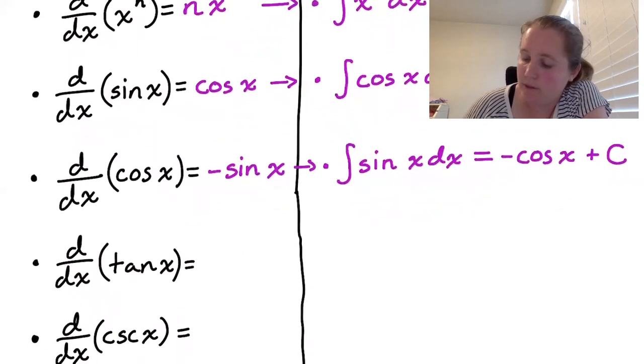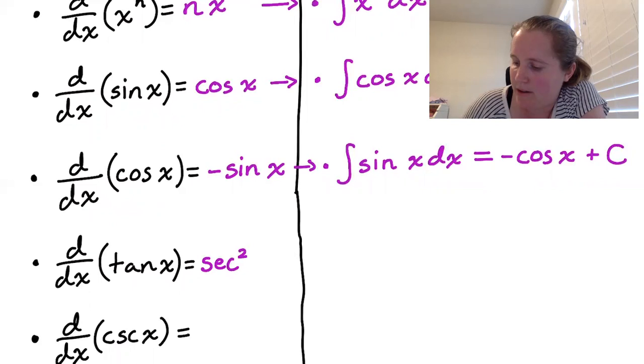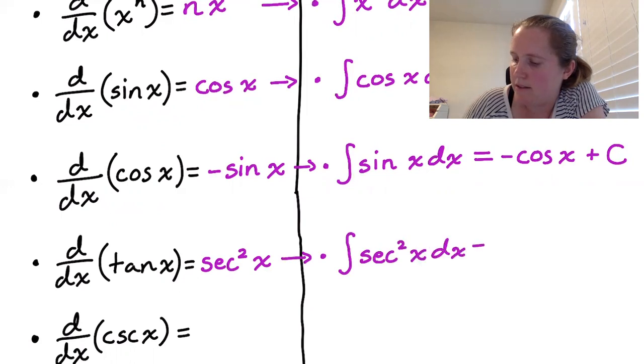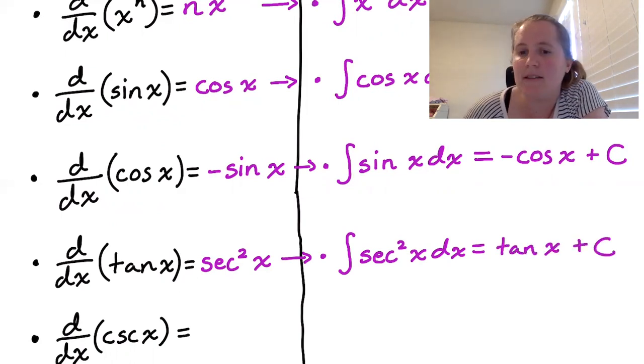Derivative of tangent was secant squared x. And so that winds up going to, if we want to take the integral of secant squared of x dx, we backtrack and wind up back at tangent of x, and then plus c.